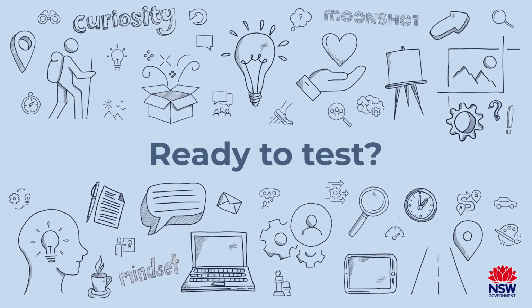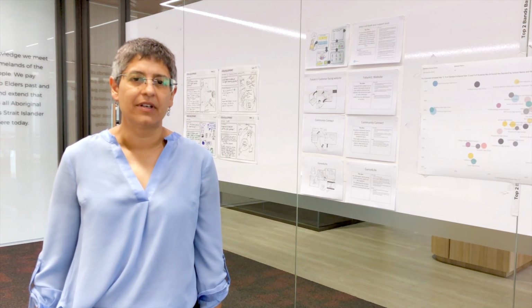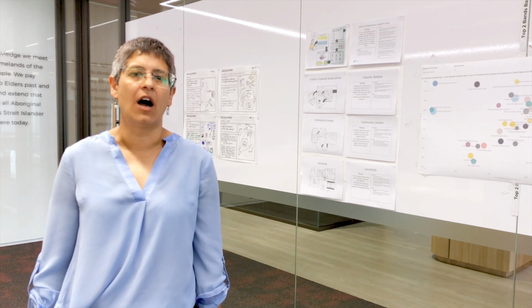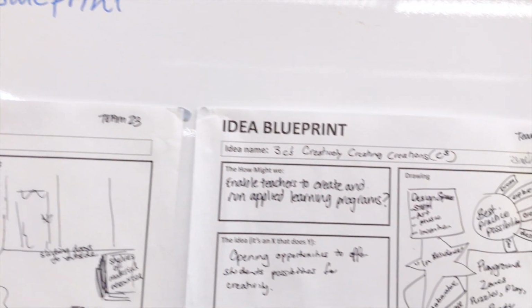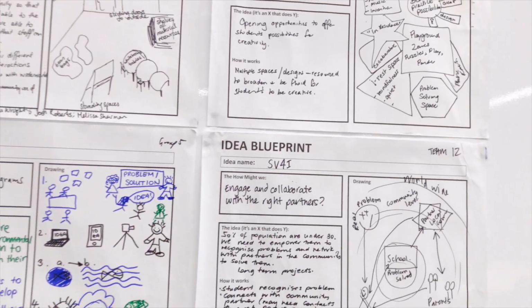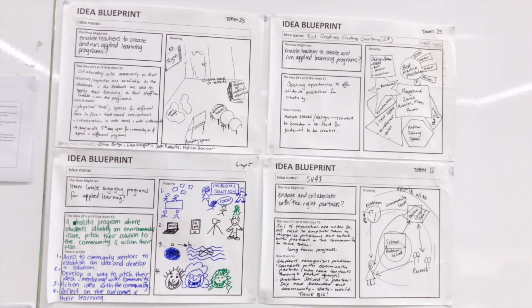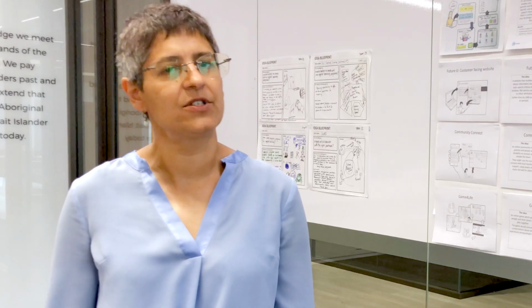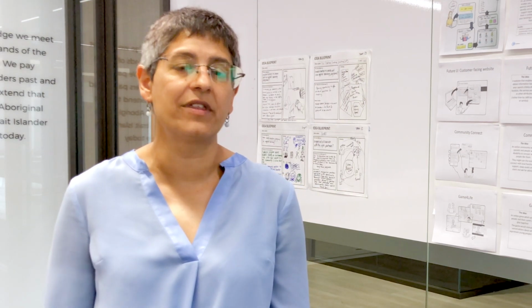Ready to test? Okay, here's what we do. First step, make sure your blueprints are really clear. That includes having a clear drawing or diagram of how you think the user might use what you've got. Why is that important? Well, often a person will put themselves in that drawing as opposed to reading a phrase of text. So good to have a really nice clear drawing where the user can see themselves with the idea.